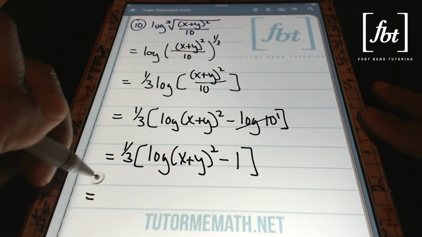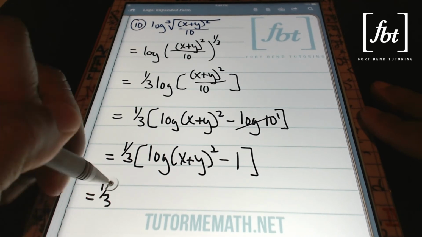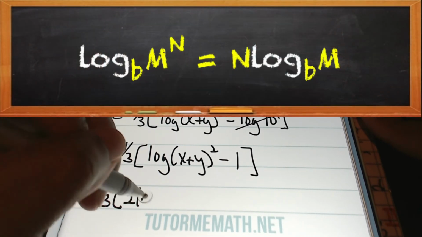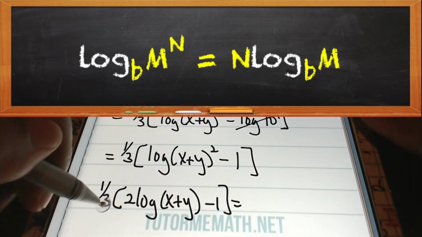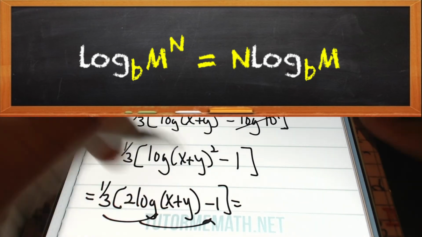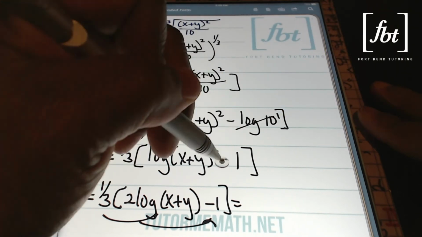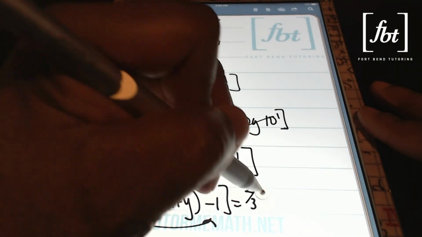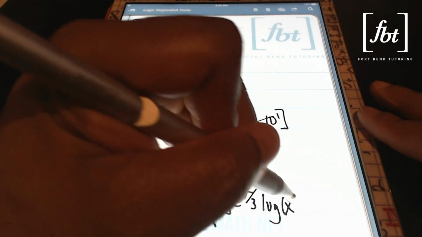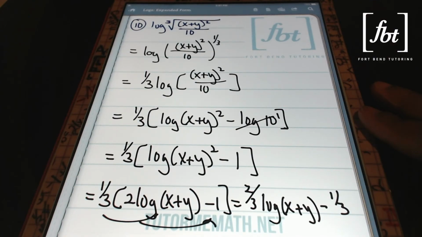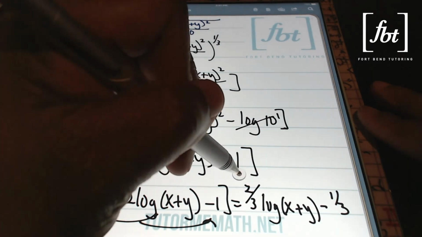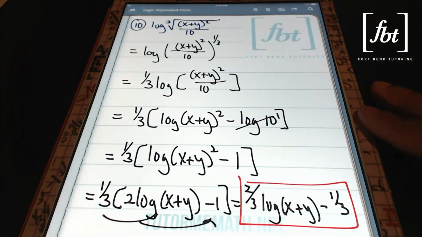Then we can show that we have 1/3 times 2 times the log of x plus y minus 1. Then you can get your arrows popping here and distribute that 1/3 to end up with 2/3 log of x plus y minus 1/3. And this is your answer for problem number 10. Red boxing it. That's what's up.